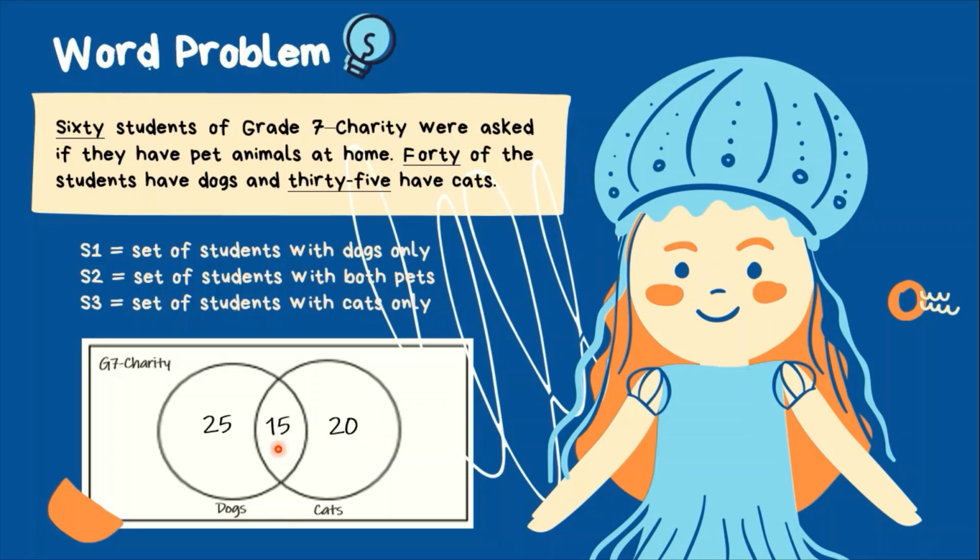And if we add them, 15 plus 20 ay 35. And if we add all of these numbers, 25 plus 15 is 40, plus 20, it's a total of 60. Whereas, there are 60 students of grade 7 charity.